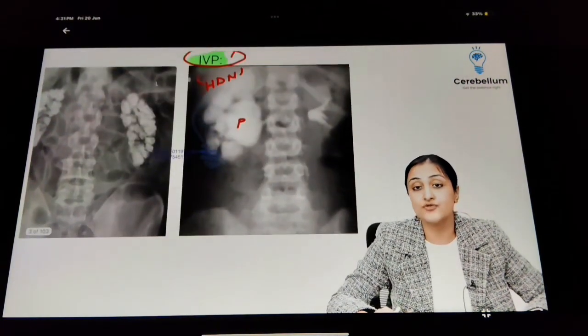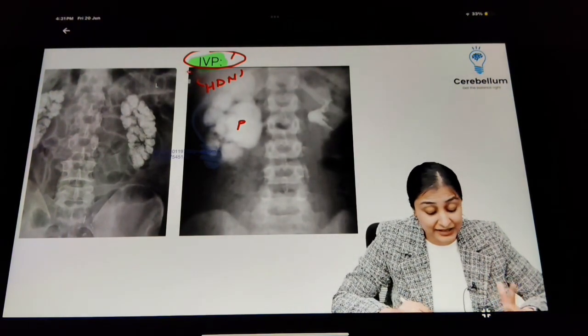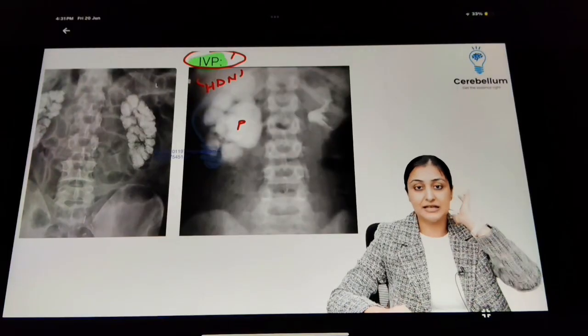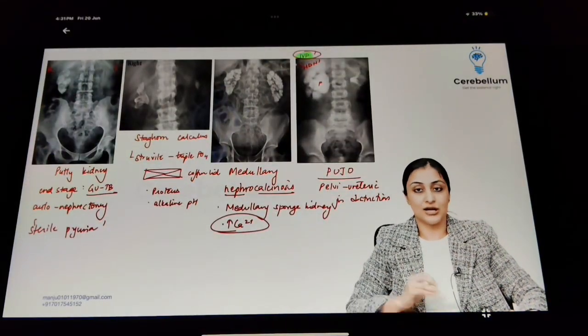When this question came, a lot of students marked putty kidney and came back. Can it be putty kidney in an IVP? Never. Putty kidney is non-functional. It will not take up the contrast. So if they mention IVP, you have to be very careful. So I've kept the 4 most confusing images together so that you understand the differences.